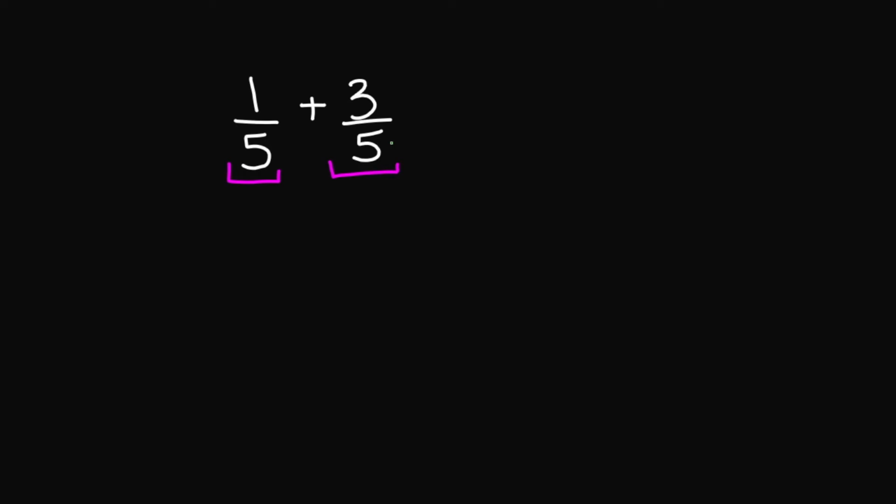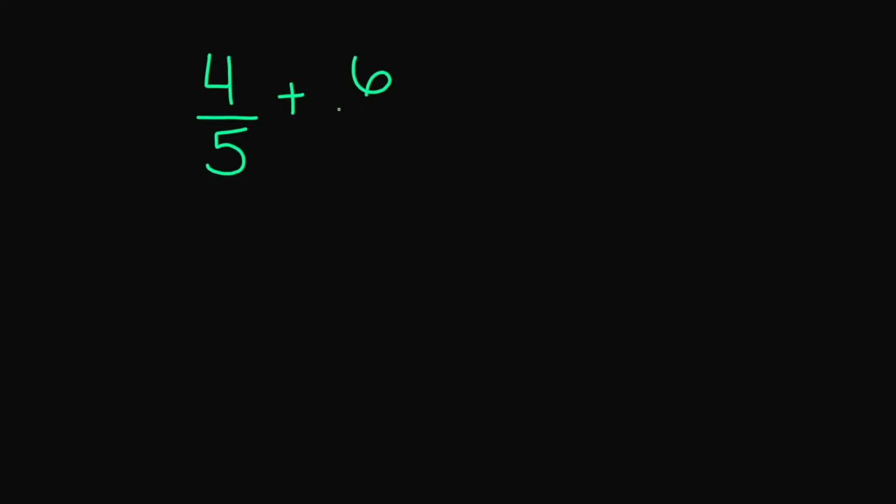Let's look at this example, 1 over 5 plus 3 over 5. Since my denominators are the same, they both are 5, then I can go ahead and add my numerators. 1 plus 3 is going to give me 4, and my denominator is going to stay the same, and that's going to be 5.